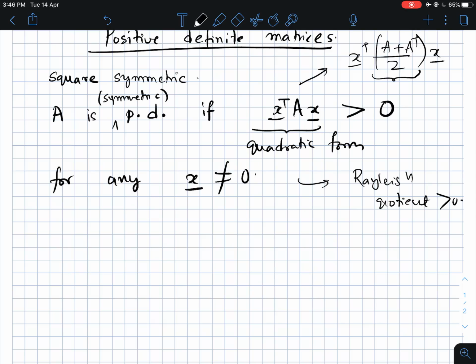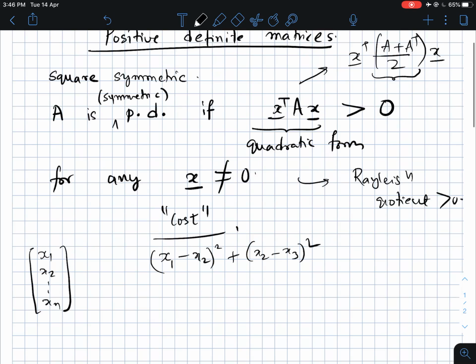Now, why is such a setup even interesting? Recall that one of the main motivations for us to define quadratic forms was cost functions. We looked at this in the last class. We had (x1 minus x2) whole square plus (x2 minus x3) whole square, and so on. We had a signal x1, x2, up to xn, and we are looking at the cost function as how much the signal varies from one coordinate to the other. This is how we set up the cost function, up to (xn minus xn-1) whole square.